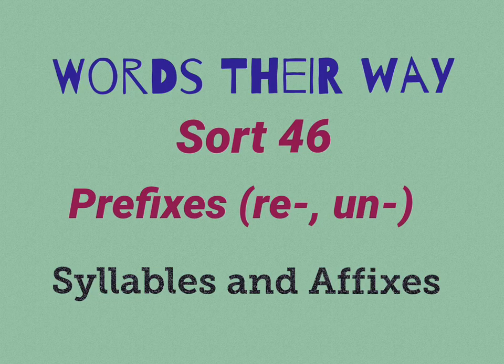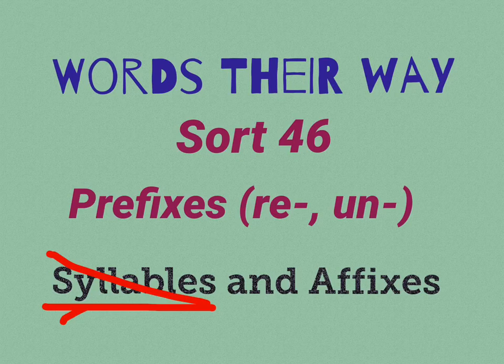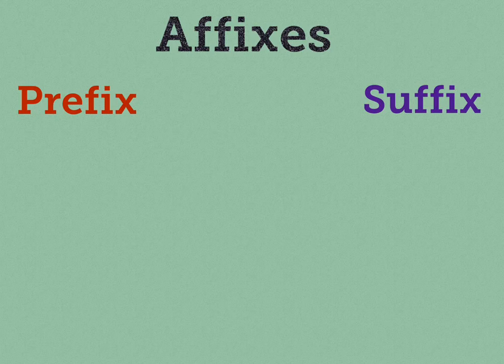Okay, this is sort 46 for words their way, which is called prefixes of re and un. And this is kind of a big sort because the first 45 sorts of this book all dealt with syllables, but we're finally moving on to affixes. So we should start by asking ourselves, what are affixes?